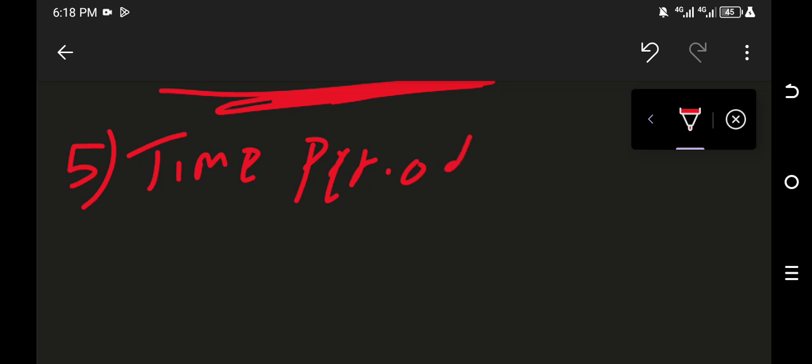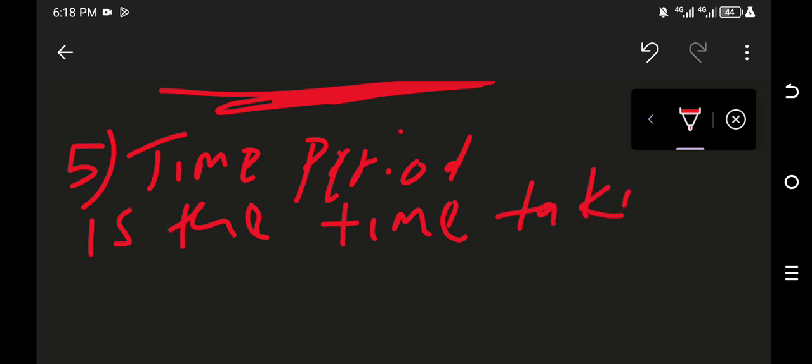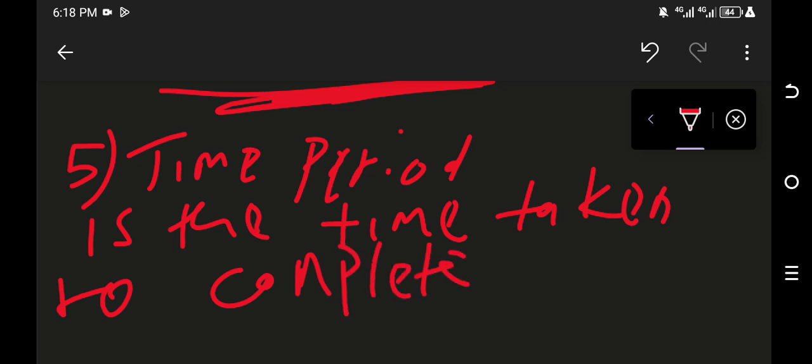And the fifth thing which we're going to talk about is the time period. So what is the time period? The time period is the time taken to complete one full revolution.